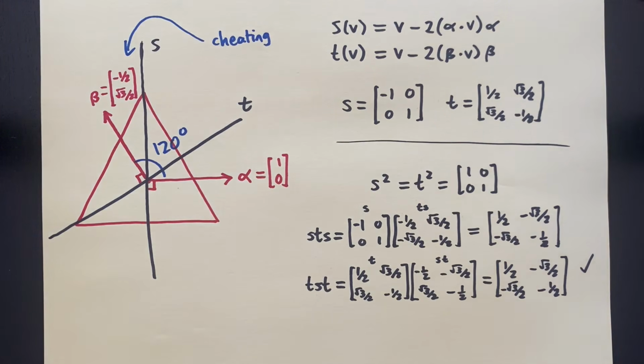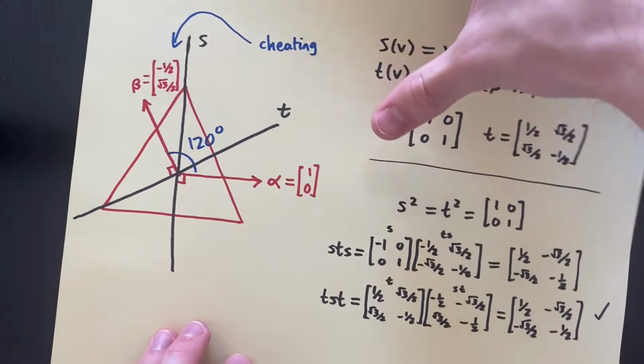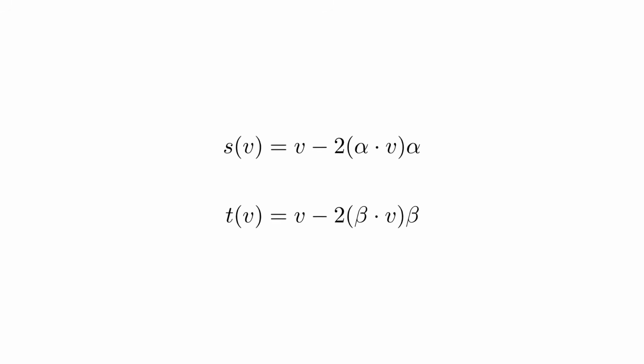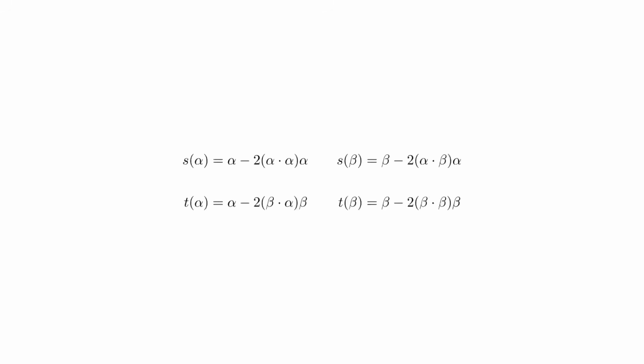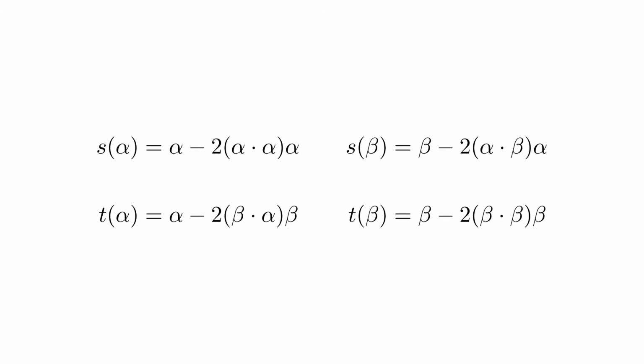So what I'm going to do is write these reflection functions in terms of their action on the roots. Plugging in alpha and beta into S and T gives these formulas. The reason I'm doing this is because these roots are a basis for the two-dimensional vector space, and if you describe the action of a linear transformation on a basis, then that uniquely determines what the transformation does on every other vector in the space.